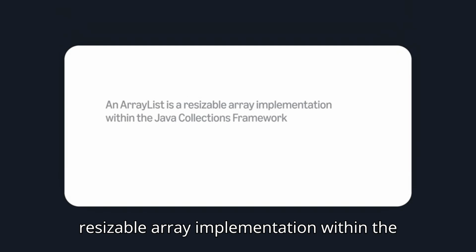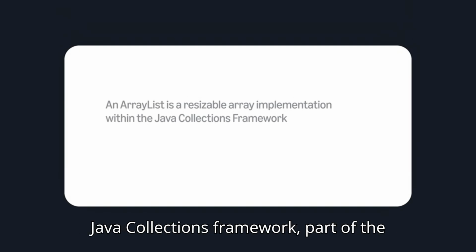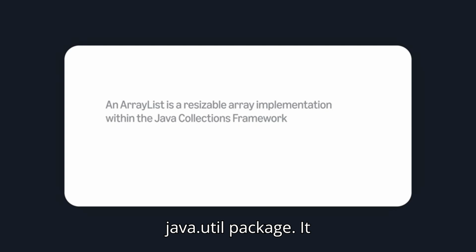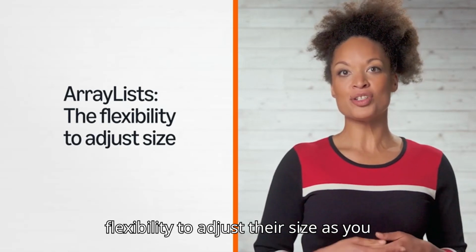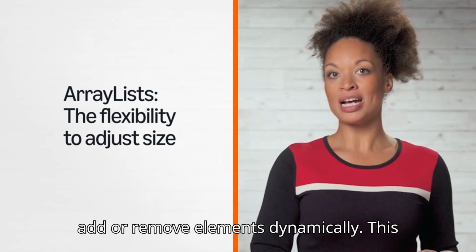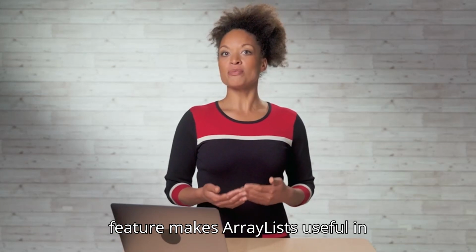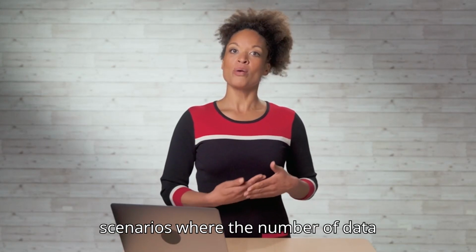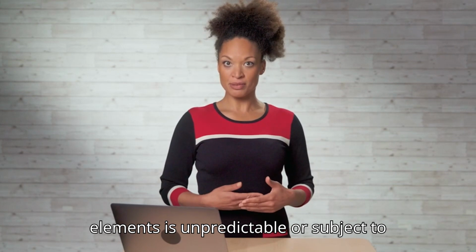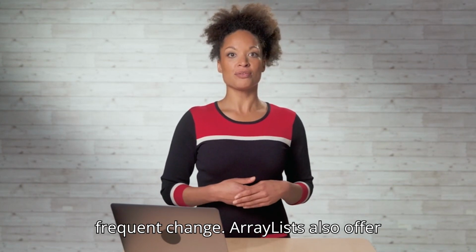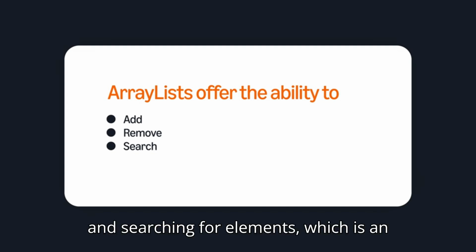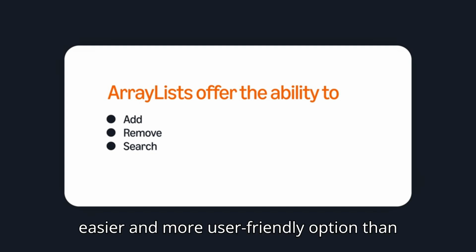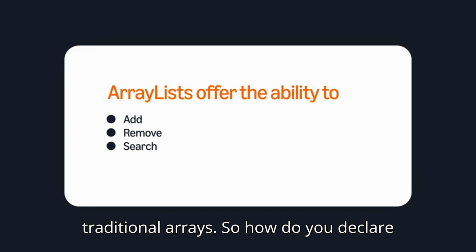An array list is a resizable array implementation within the Java Collections framework, part of the java.util package. It allows you to store elements sequentially, but provides the flexibility to adjust their size as you add or remove elements dynamically. This feature makes array lists useful in scenarios where the number of data elements is unpredictable or subject to frequent change. Array lists also offer built-in methods for adding, removing, and searching for elements, which is an easier and more user-friendly option than traditional arrays.